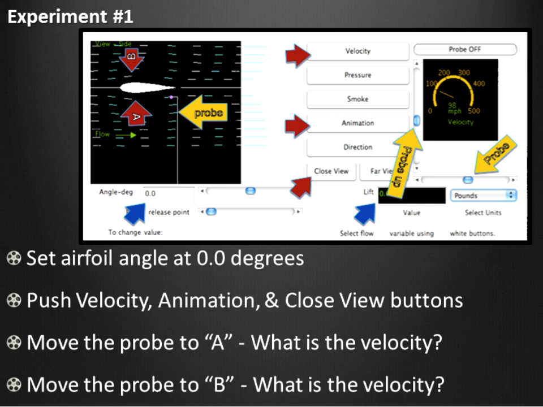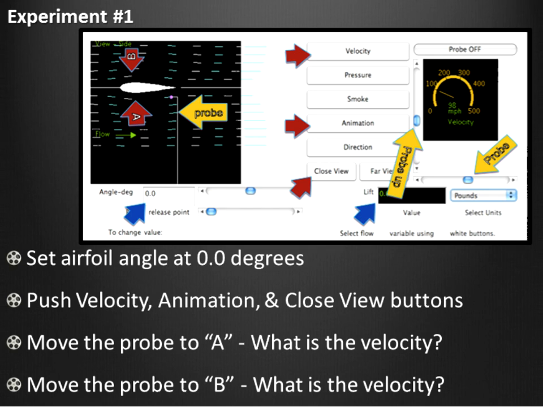Now, what I want you to do, the experiment is, with your airfoil set at 0.0 degrees, make sure it's set at 0, 0, okay? I want you to push the velocity, animation, and close view buttons. I showed you where those are. Go ahead and do that for me. And then the next thing I want you to do is to move the probe to the arrow point where A is, so we can read the velocity. And once you know the velocity, please put it in the chat area for me, and that's the only way that I know that you guys are with me. Tell me what your velocity is for point A.